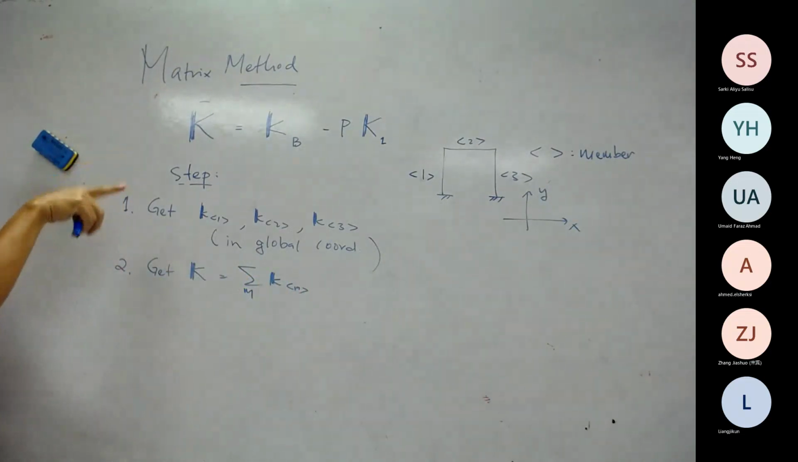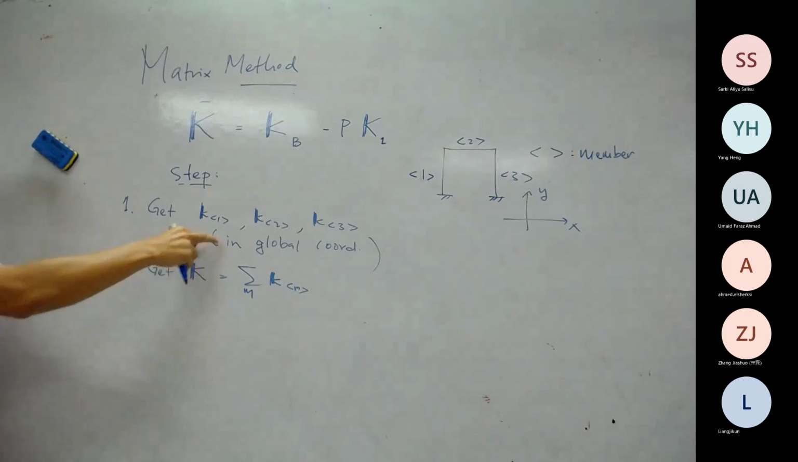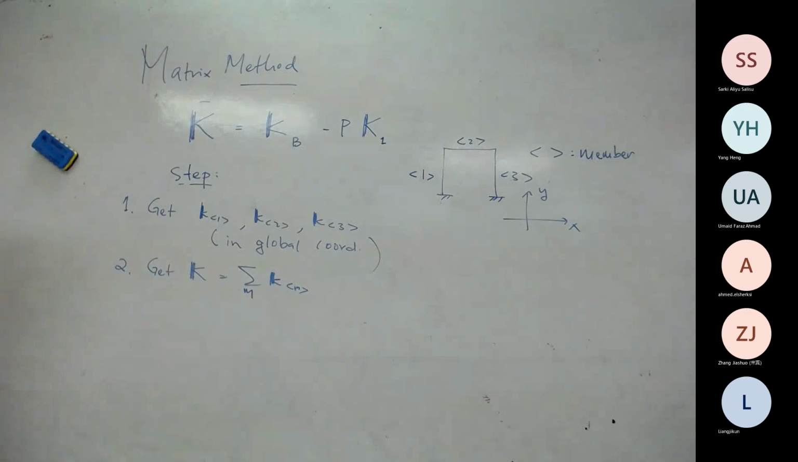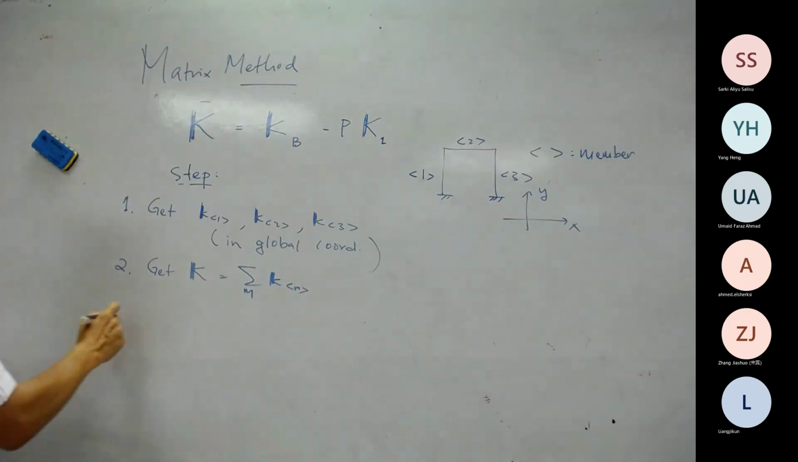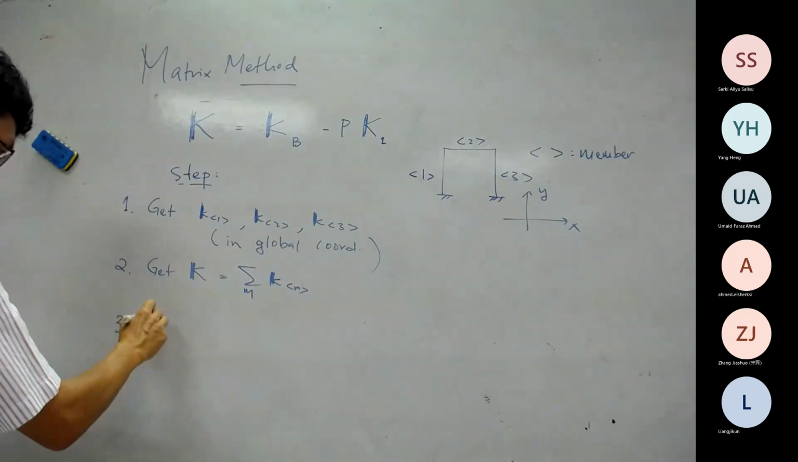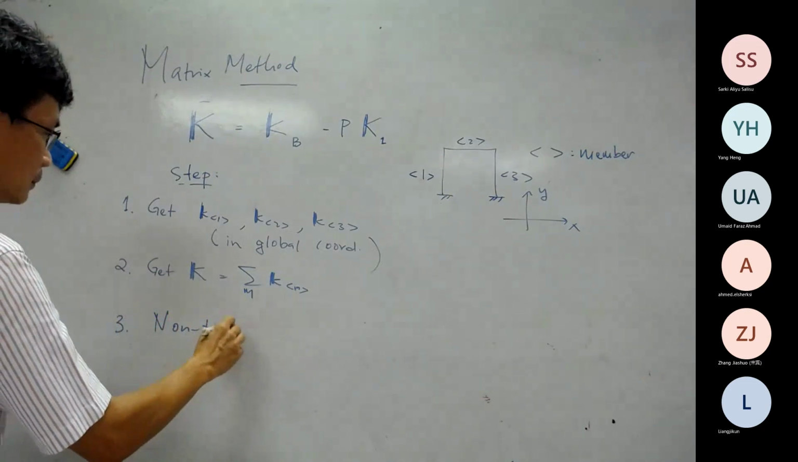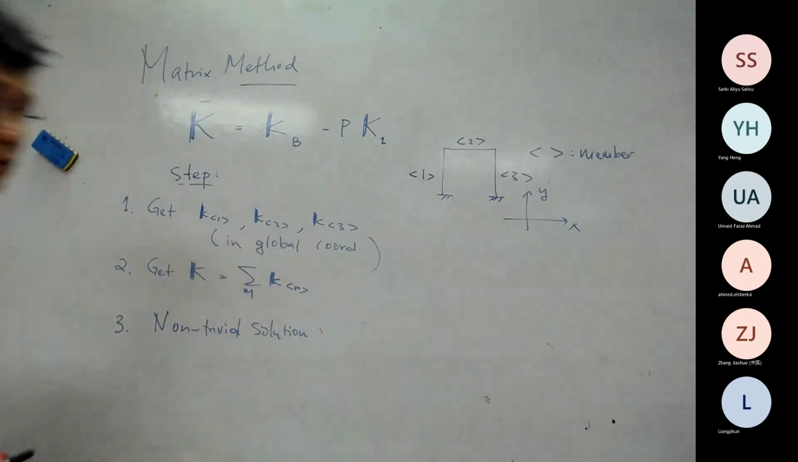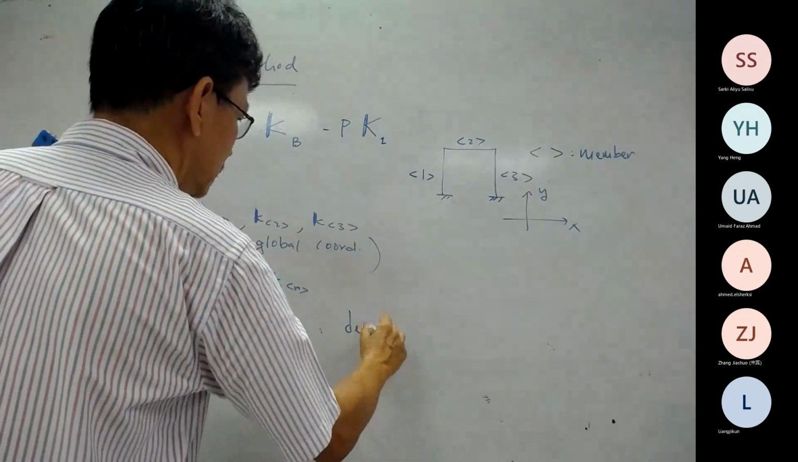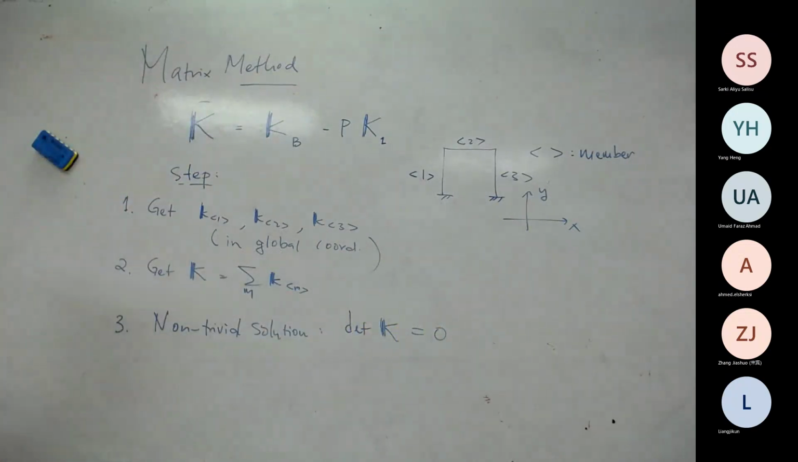You first have to get the K for the elements 1, 2, and 3, but in global coordinate. Next, what is the meaning of getting it in global coordinate? Then you add them up to form the big K, which is the structure stiffness matrix. Then finally, to get a non-trivial solution, the determinant of K must be 0. Then you solve the determinant, and you are going to get the value of P.